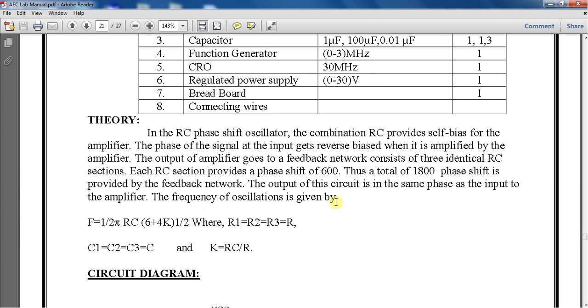So the frequency of oscillation can be measured. The frequency is 1 by 2 pi times RC into square root of 6 plus 4k, where 1/(2πRC√(6+4K)) is the formula. Here R1 equals R2 equals R3, which is equal to R. We are giving the same RC values. R and C are identical. So this is a constant K. How to measure this K? It is RC by R.